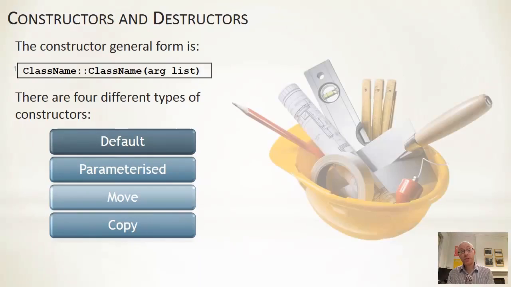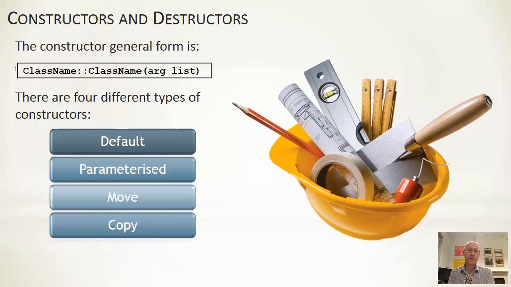Within C++, you can actually define 4 different types of constructor. You can see them listed here. We've got a default and parameterized, and these are the two that are common within, say, Java and C# as well. We've got a move constructor and a copy constructor, and they're the ones that are a little bit more unique and specific, or certainly differing from Java and C#. They're the ones that we want to focus on, but we'll do default and parameterized just by way of completeness.